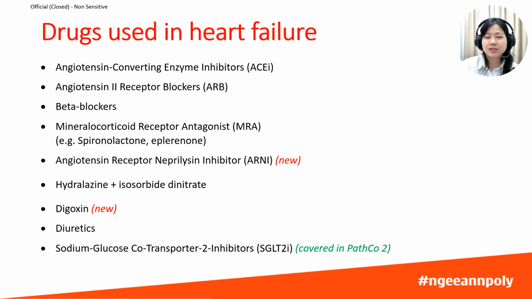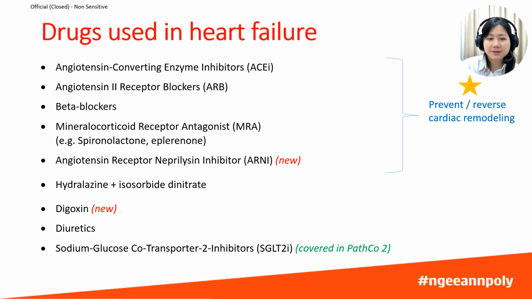These are the drug classes which are used in the treatment of heart failure. The first 5 drug classes: angiotensin converting enzyme inhibitors, angiotensin II receptor blockers, beta blockers, mineralocorticoid receptor antagonists like spironolactone and eplerenone. By the way, these are covered previously in the hypertension lecture under potassium sparing diuretics. And angiotensin receptor neprilysin inhibitor.